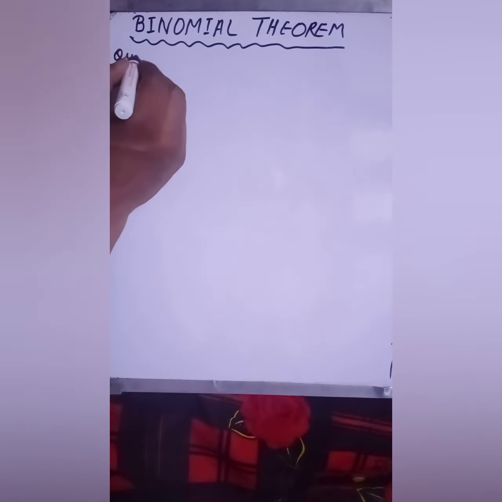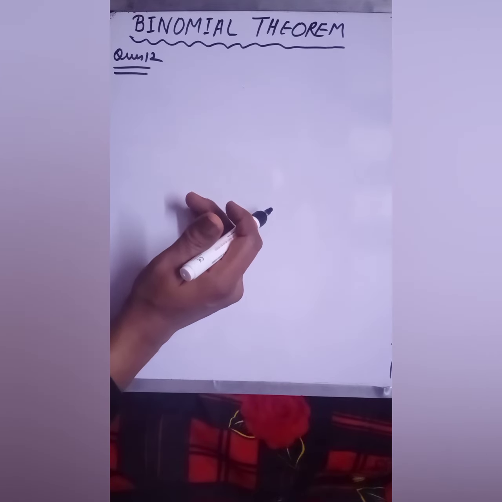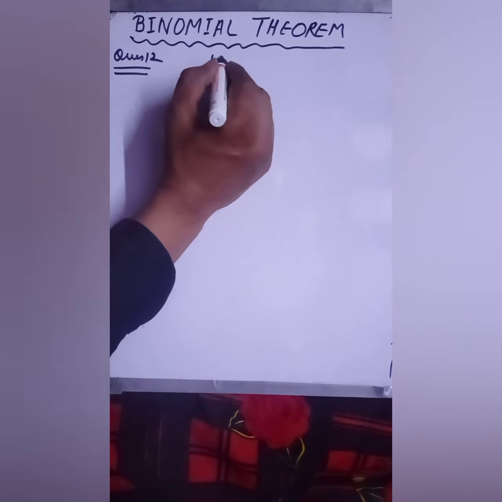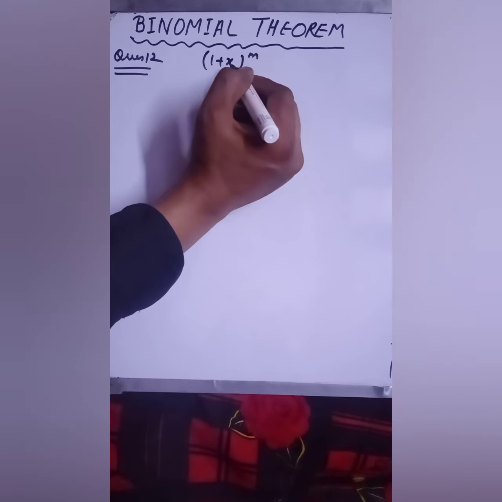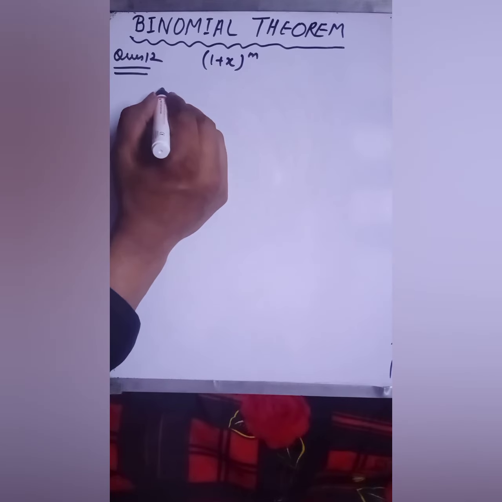So here I am solving question number 12. So in question number 12, what is given to us? I'm just reading it. We have to find out the value of m for which the coefficient of x square in the expansion of this, which is given to us. Okay, the coefficient of this, that means we have to write the general term.